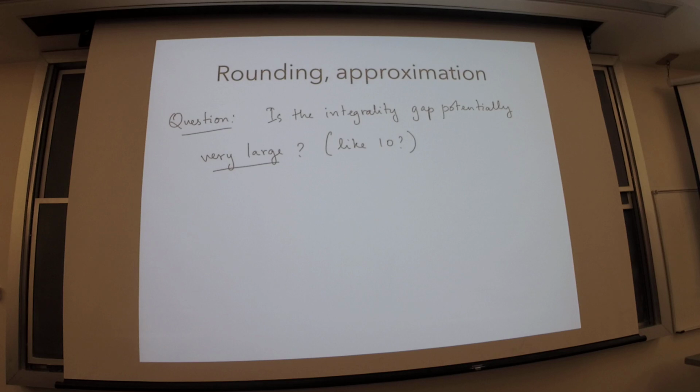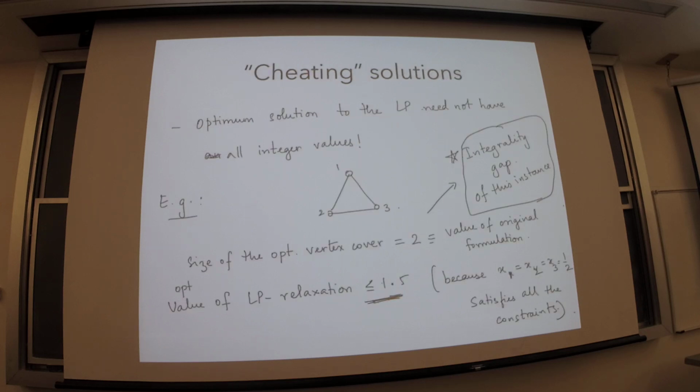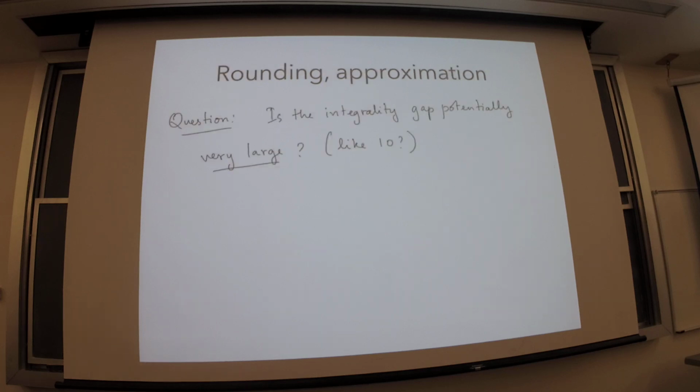Right. So in this case, the gap was the ratio of this 2 divided by 1.5, which in this case is like 4/3. Okay, so it's more than 1. But I'm asking you, can it be really big? Okay, like, can it be 10? So that's one question that we'd like to answer.